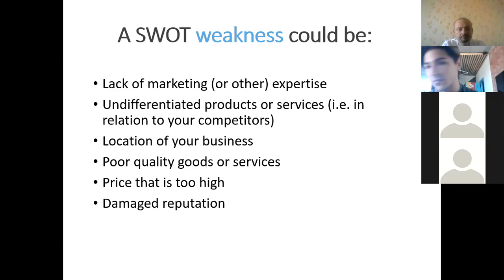It could also be poor quality. It could be a very expensive price. It could be a bad reputation. And actually any problem within a company could be a problem for a business. We name this problem a weakness.